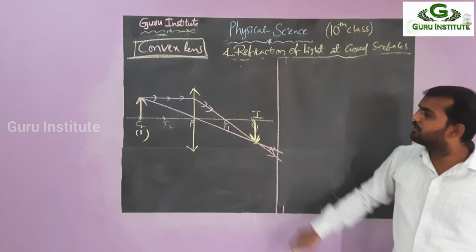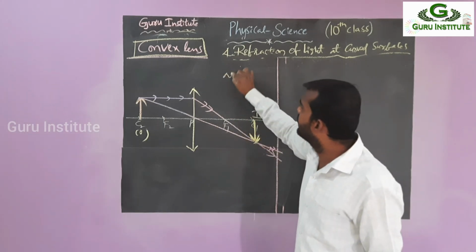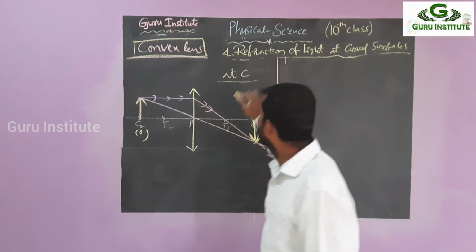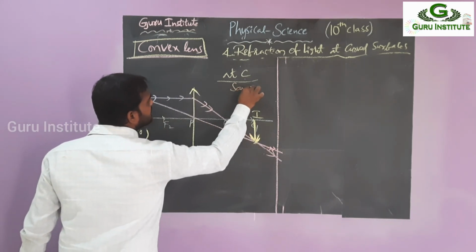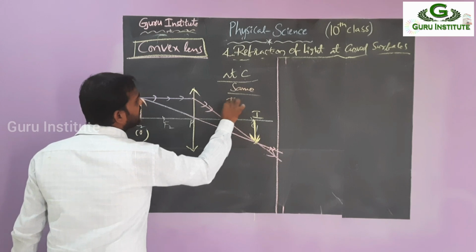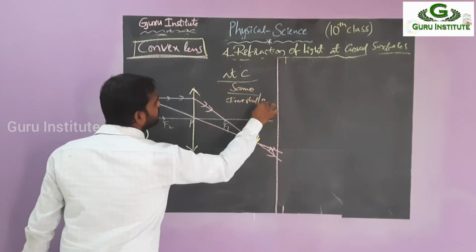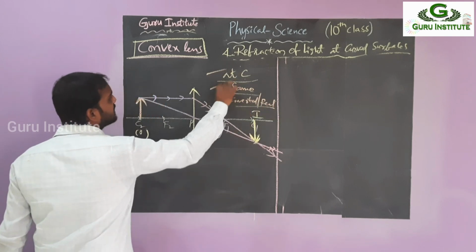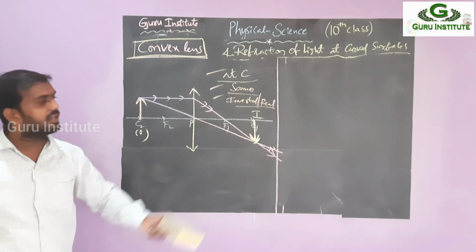This is the image. So by observing, when the object is at C, the image is formed at C only. Image is formed at C only. Next, what is the position? Same side. What is the size? Same size. Then what is that? Inverted. So real. That's it, 3 points. First point, second point, third point: image is formed at C only, same size only, and inverted image.